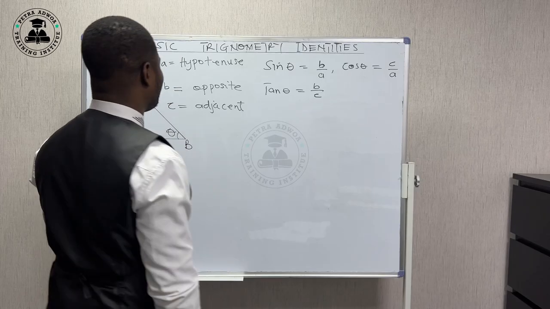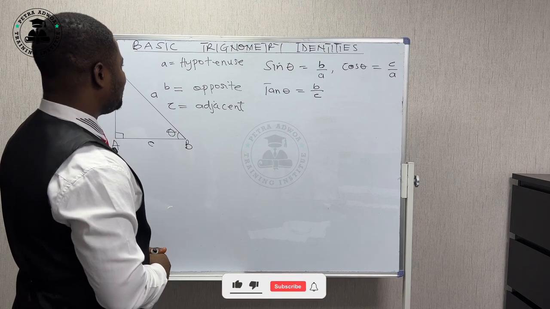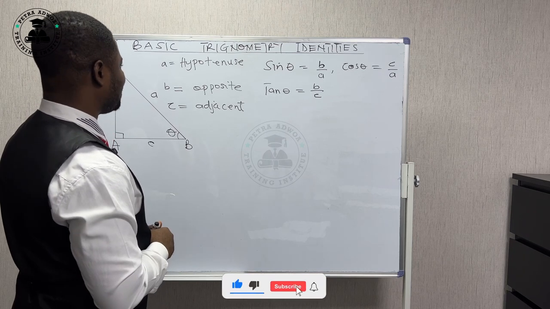So let's continue with our class. All right, so we are looking at basic trigonometric identities.